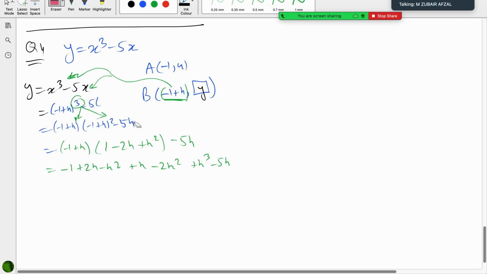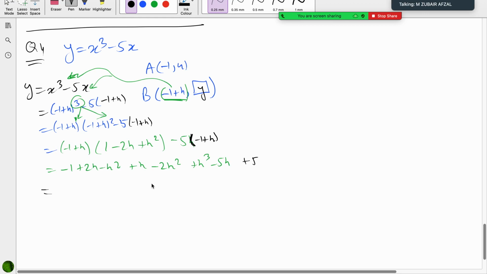This is -1 plus h. -1 plus h. And this became -1 into -1 is plus 5 and minus h.